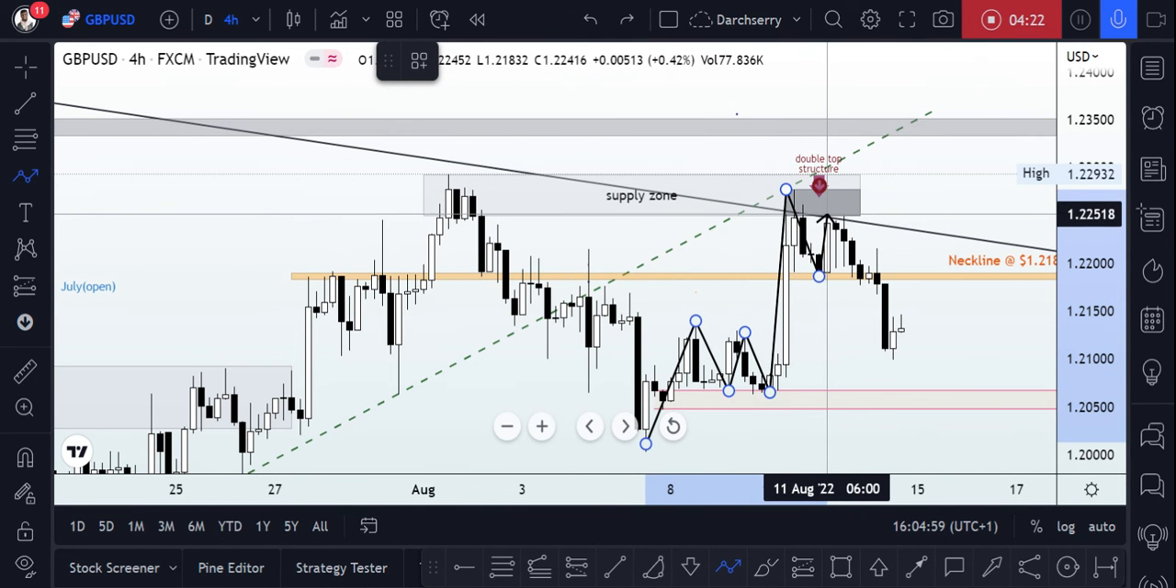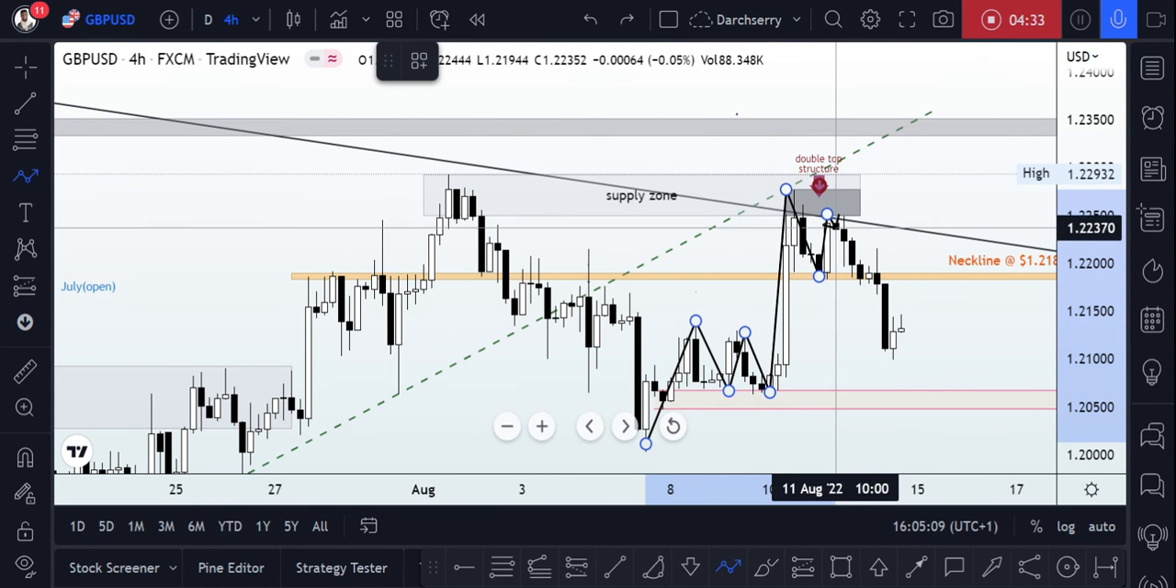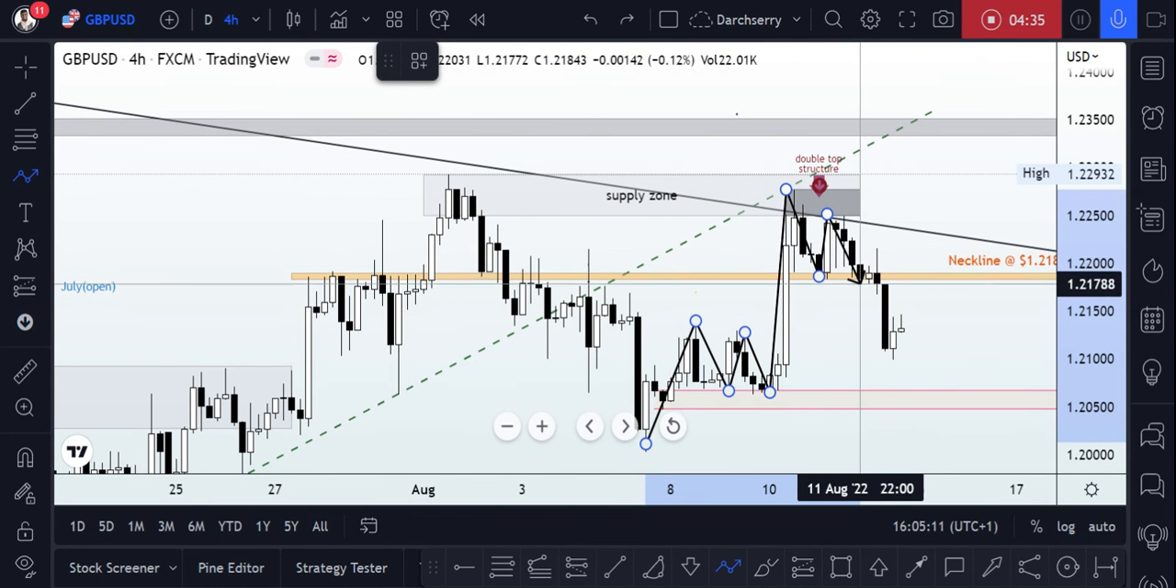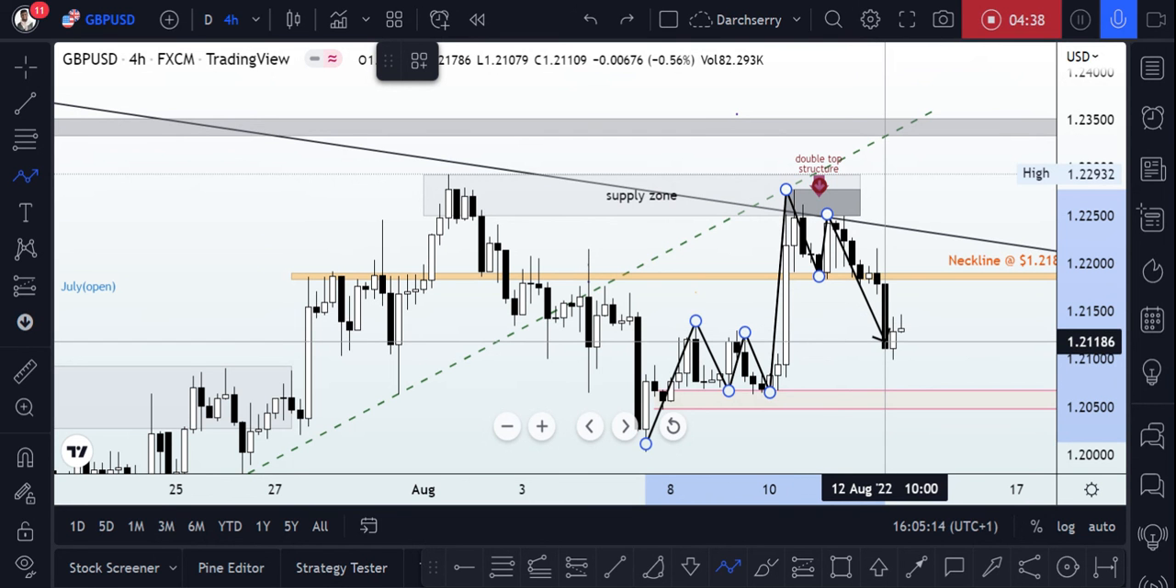We saw the second rejection of this level, which also shares a confluence with the bearish trend line we identified on the higher time frame, evolving into what looks like a double top structure. Then we have a breakdown of the neckline at the 1.21800 area to give us the confirmation of a reversal pattern.